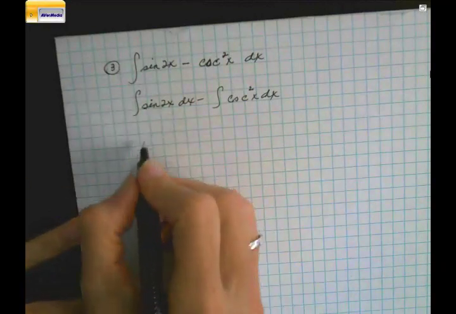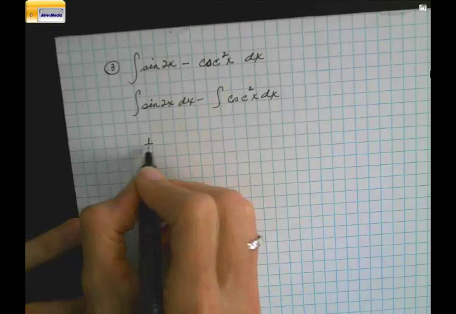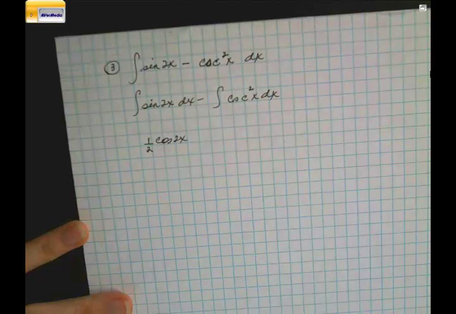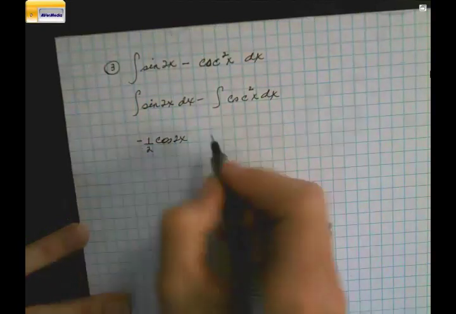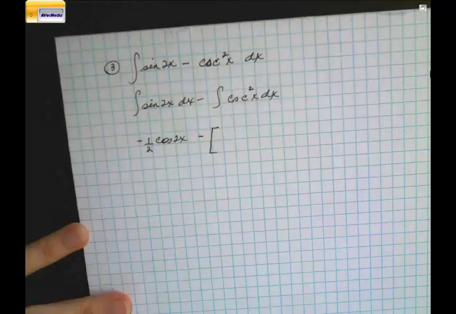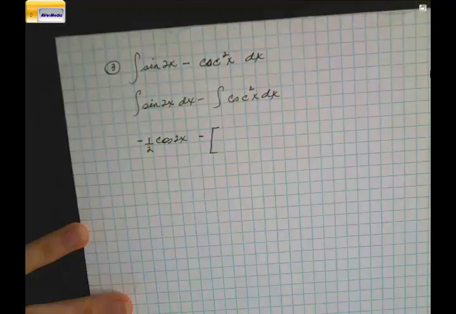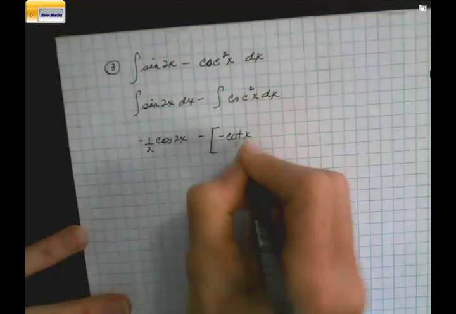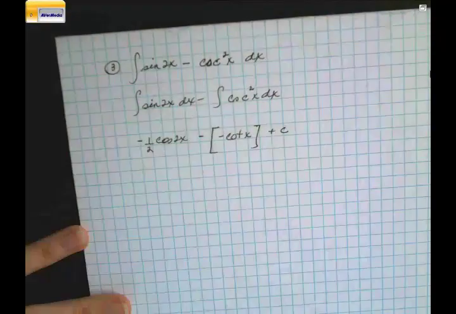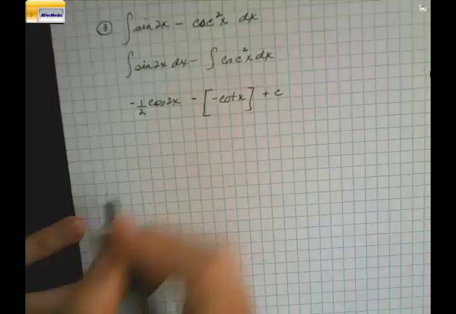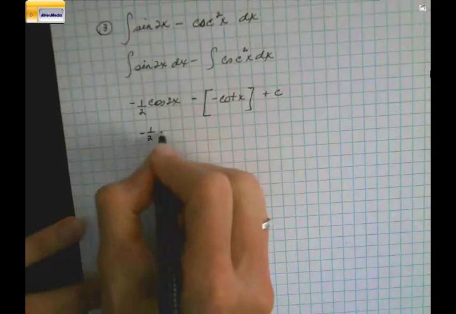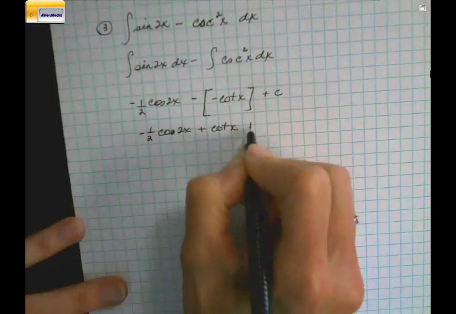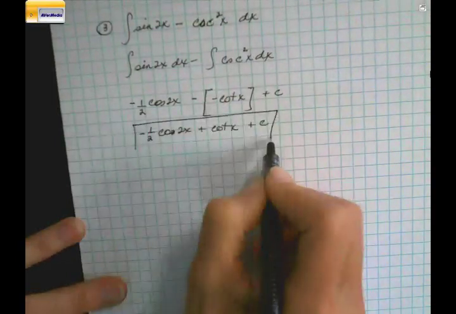Okay, what's the antiderivative of sine 2x? It's negative 1/2 cosine 2x. Minus, the antiderivative of cosecant squared x is cotan x, but it's going to have to be a negative cotan x, plus c. So this turns out to be a negative 1/2 cosine 2x plus cotan x plus c.